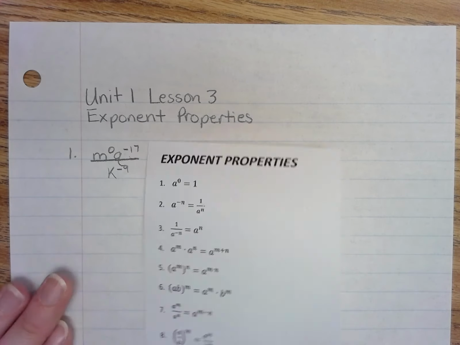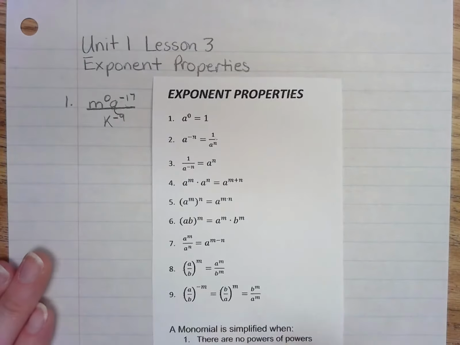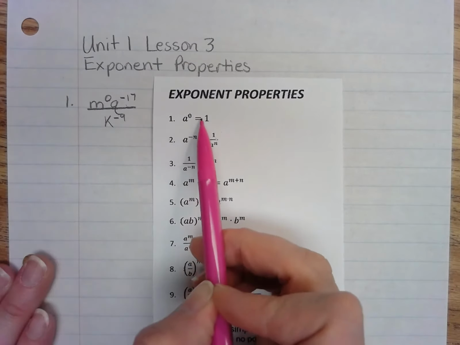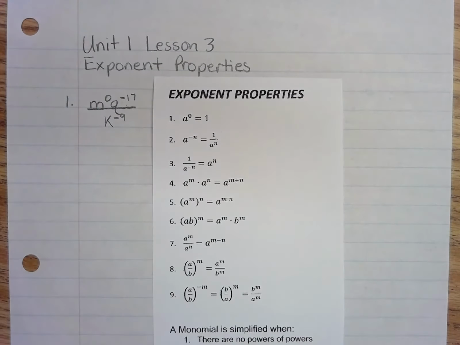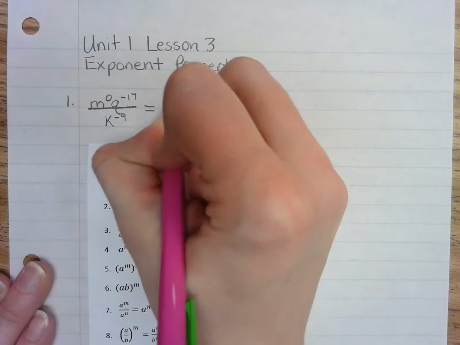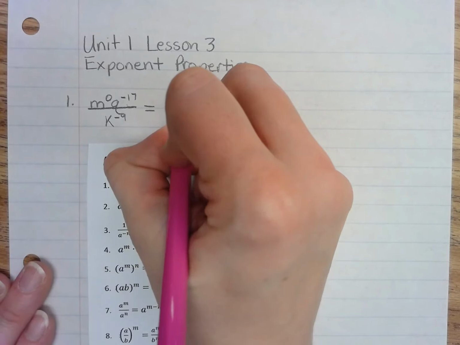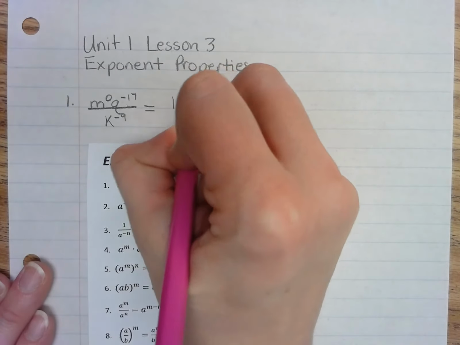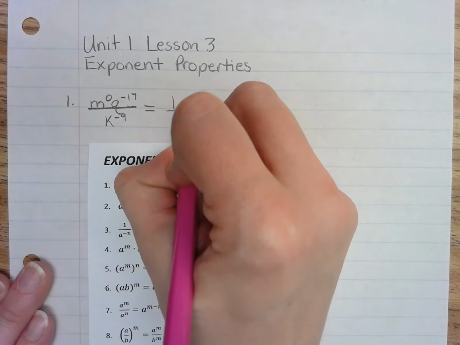So let's first notice, for our exponent properties, we have this m to the 0, which matches the first property, which says anything to the 0 power equals 1. So let's replace that m to the 0 with a 1. Of course, everything else stays the same. Q to the negative 17th, k to the negative 9th.